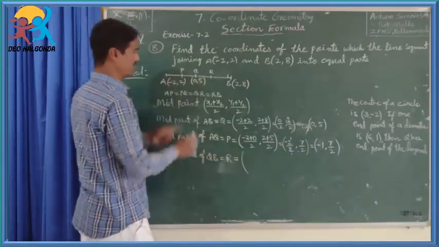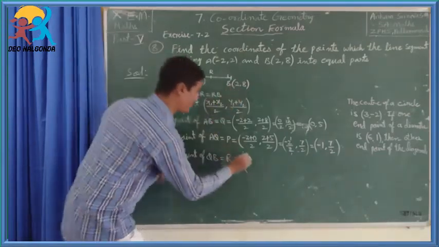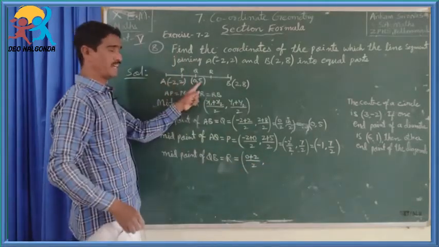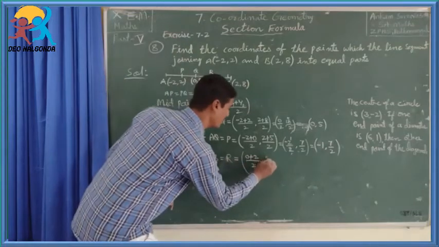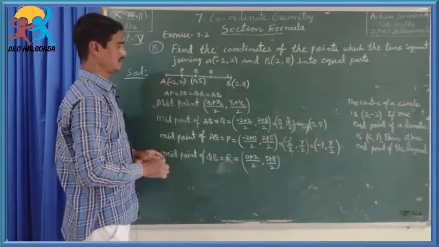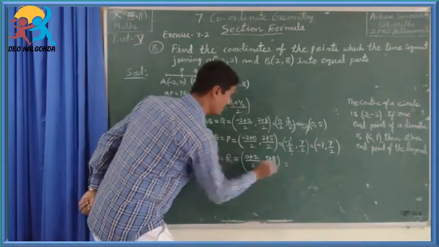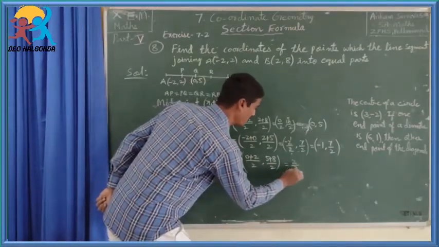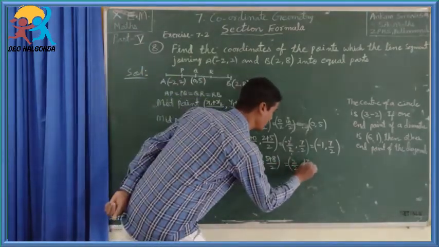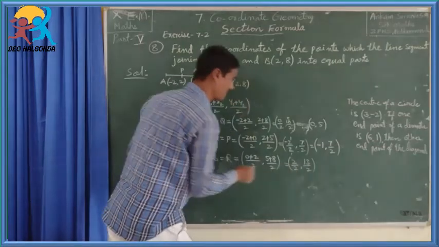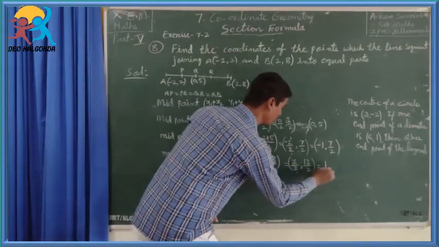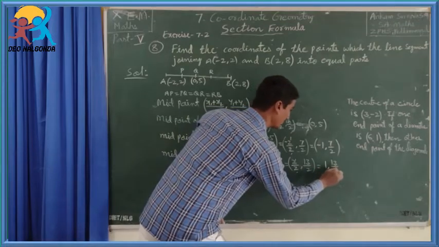Sum of first coordinates, (0 plus 2) by 2, comma, (5 plus 8) by 2. So here 0 plus 2, 2 by 2, and 5 plus 8, 13, 13 by 2. And here 2 ones are 2, we get here (1, 13 by 2).